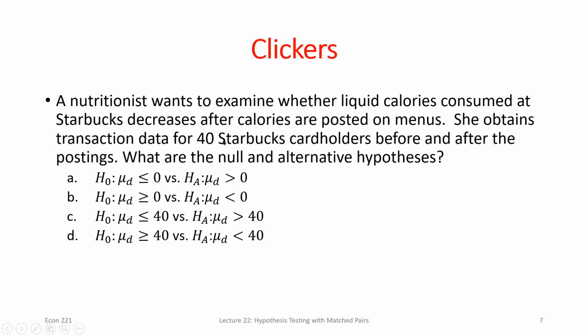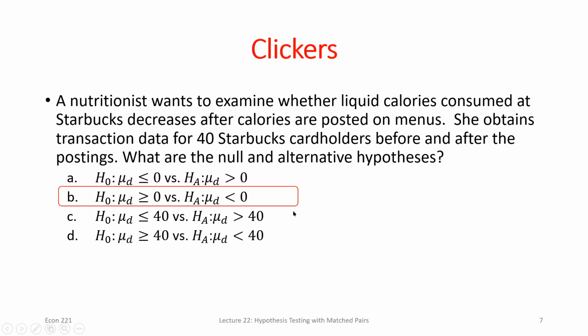What are the null and alternative hypotheses? Well, she wants to determine whether or not calories have decreased. So that's what she wants to test for. So if they decreased, that means after minus before would be a negative value, right? Or less than 0. So that's our alternative hypothesis. If it decreased, that difference, on average, would be less than 0. Okay? So I assume the opposite is true.